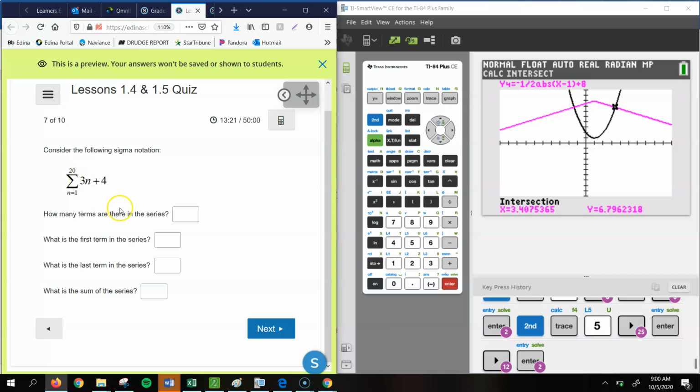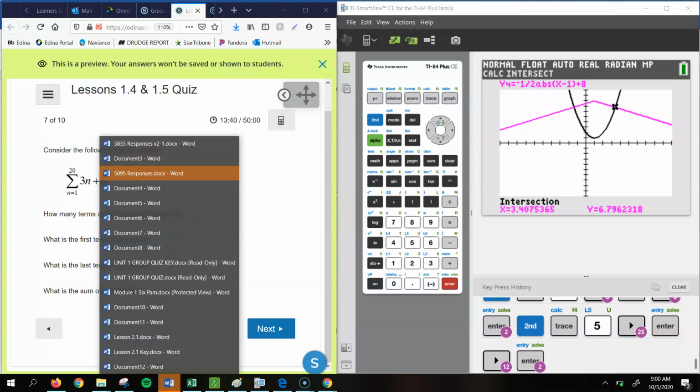So now we use this over here on the right. That's an explicit formula to find out what the value of those terms would be. When it says how many terms there are in the series, we would say that there are 20 terms in the series. When it says what is the first term in the series, I'm going to go back over here.